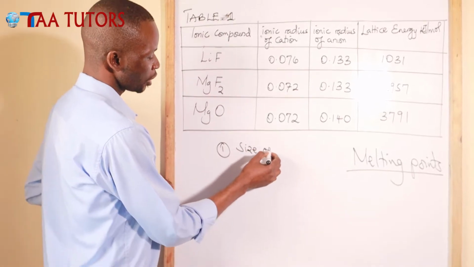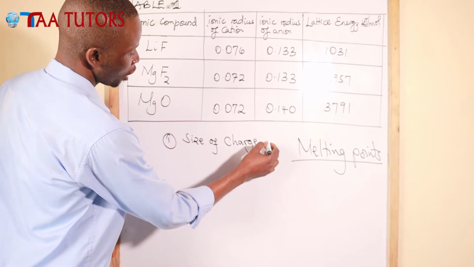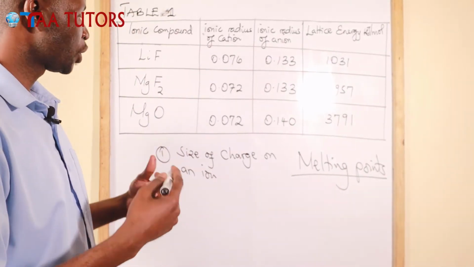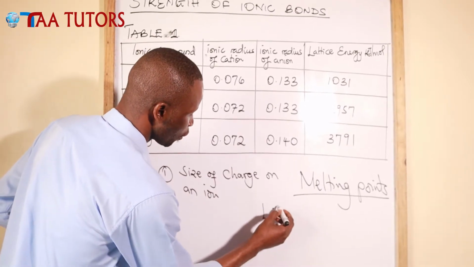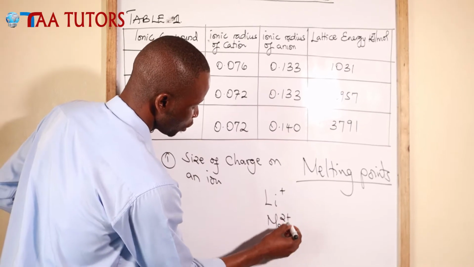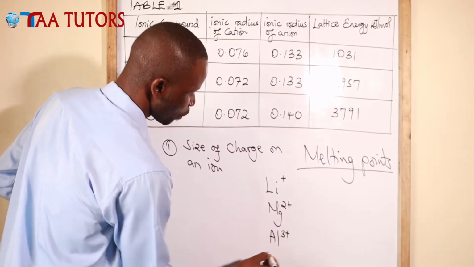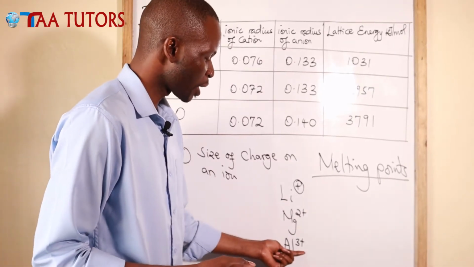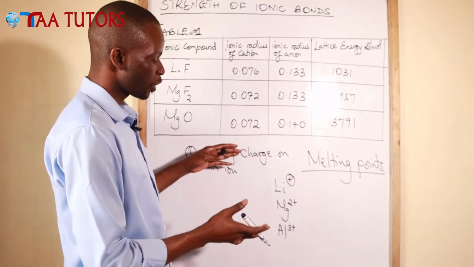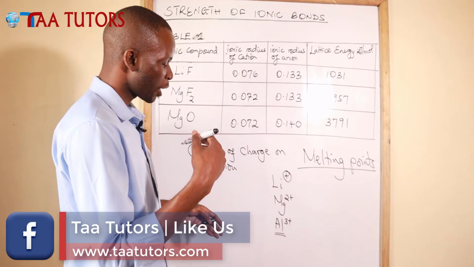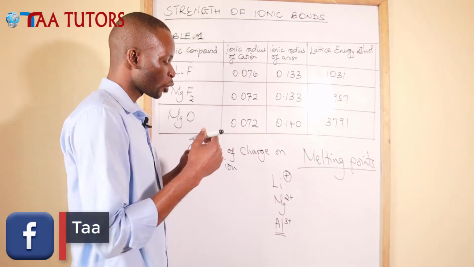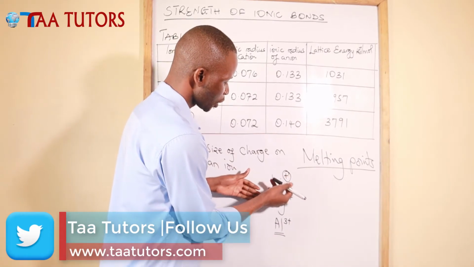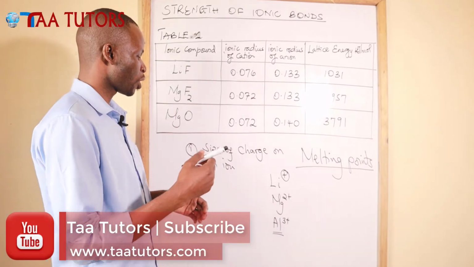the size of the charge on an ion. When a charge is bigger, for example, lithium has a charge of +1, magnesium has a charge of +2, and aluminium has a charge of 3+. So the charge of lithium is the lowest, and aluminium has the highest charge. We expect that aluminium will project a much stronger force of attraction than lithium, assuming we put the other factor constant and are just looking at their charges.